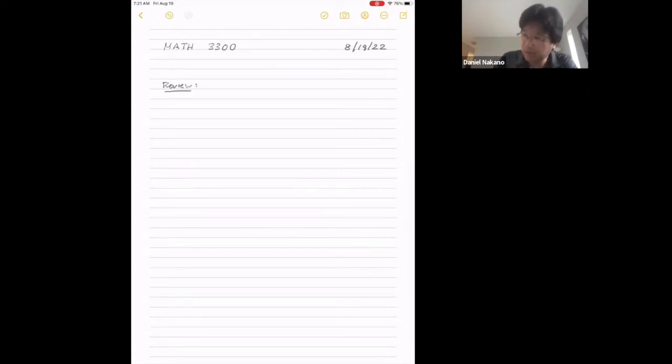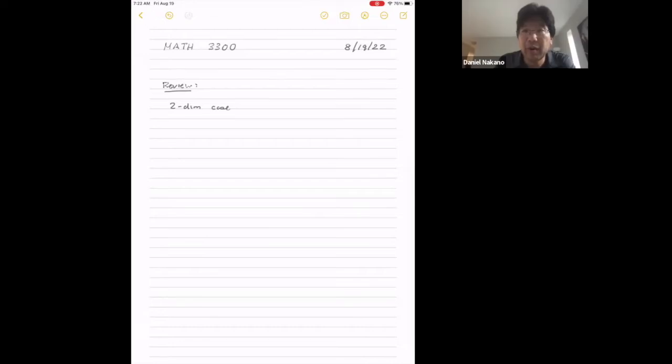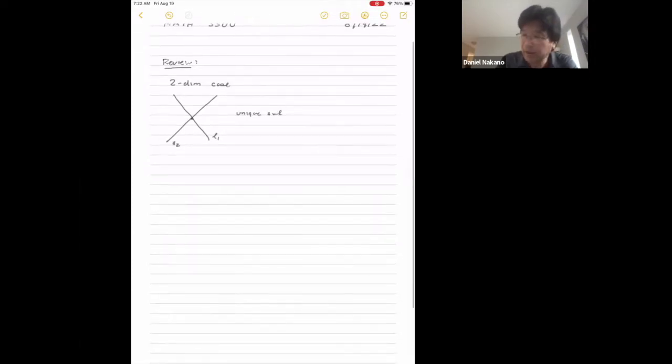All right, so we're looking at the two-dimensional case. And there are three things that can happen when we have lines. So first of all, if we have two lines, let's say L1 and L2, they can give us a unique solution. And then another situation is when the two lines actually coincide.